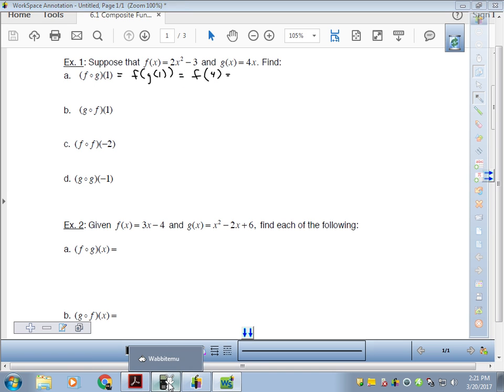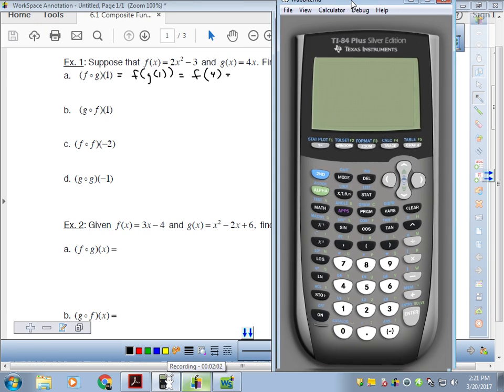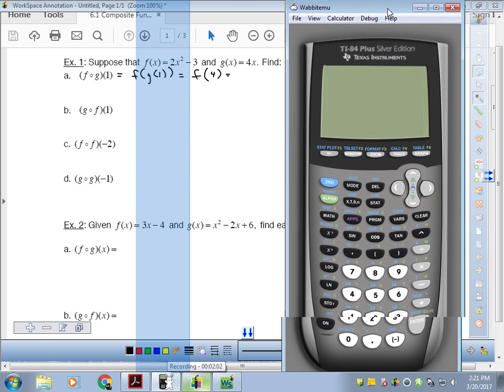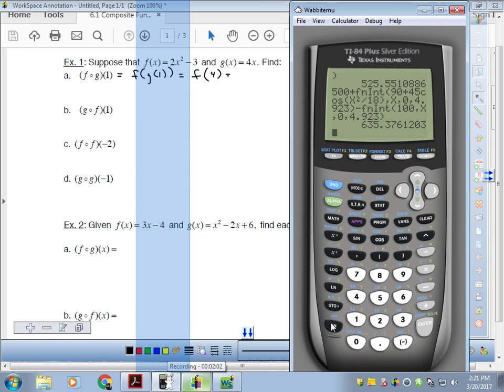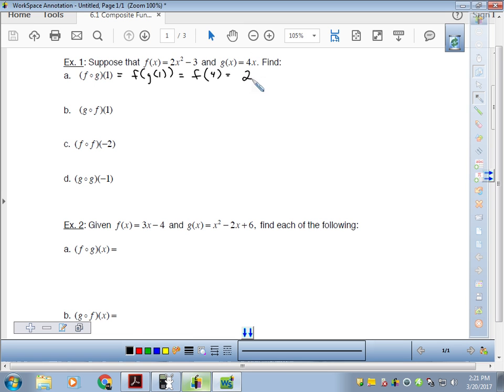So I'm going to pull up my calculator here. 2 times 4 squared minus 3. So we get 29. And so that would be our answer. The idea is you do the inner function first, and then you do the outer function.